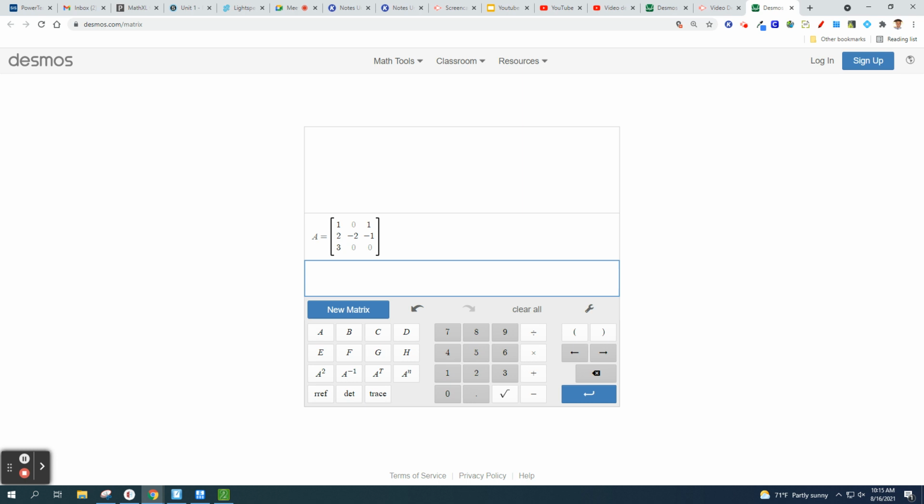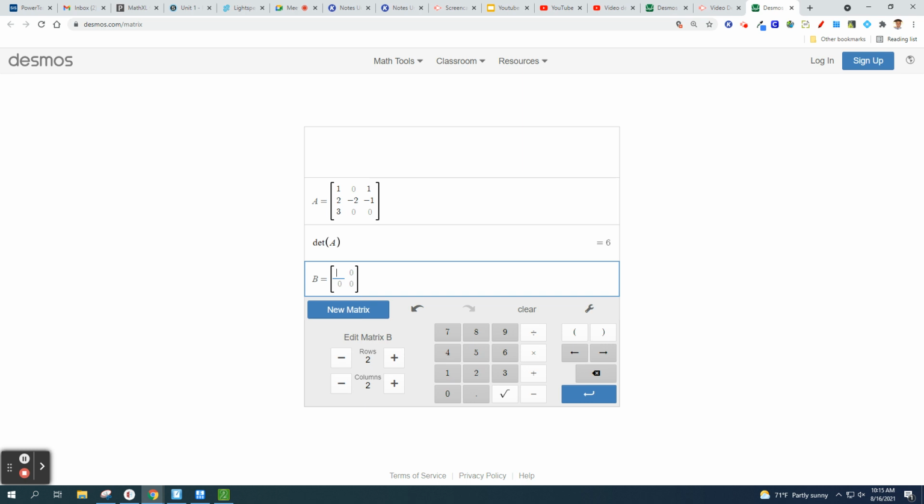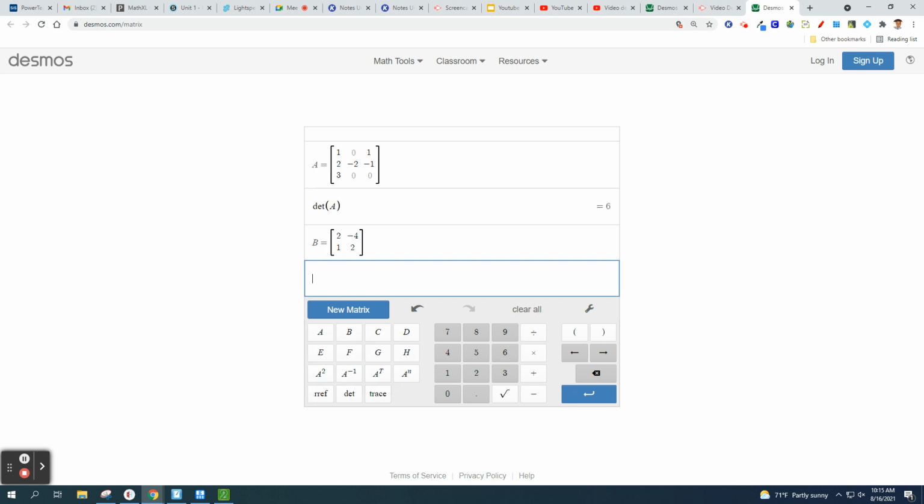Notice down at the bottom, DET for determinant. I can hit that button for determinant and then type in A, and there it is right there. I didn't even have to hit enter, it calculated that's 6. The determinant is 6. All right, if I wanted to do it for the other one, let's make a new matrix. It's a 2x2. We've got a 2 and negative 4, 1 and 2. And I want to do a determinant of B this time, 8. That's exactly what I got.